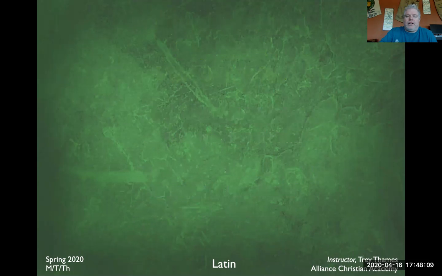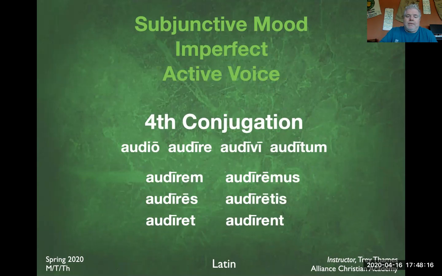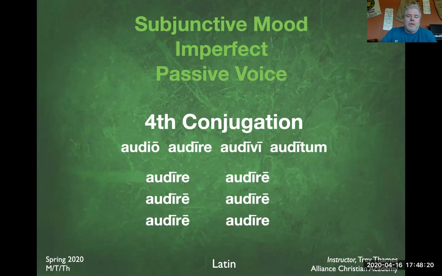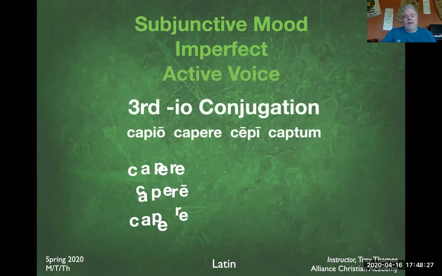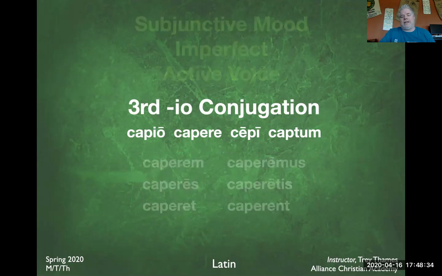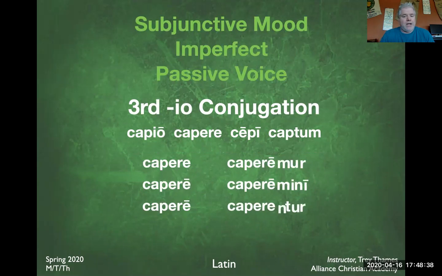For fourth conjugation and third io rather, you have your audire, with m, s, t, mus, tis, nt, and passive r, ris, tur, mur, mini, ntur added to the audire, the second principal part here, the infinitive. It's pretty simple. And then, of course, your third io conjugation paradigm verb, capere. You got your capere plus your m, s, t, mus, tis, nt in the active voice. And for the passive, to your capere, you add your r, ris, tur, mur, mini, ntur.